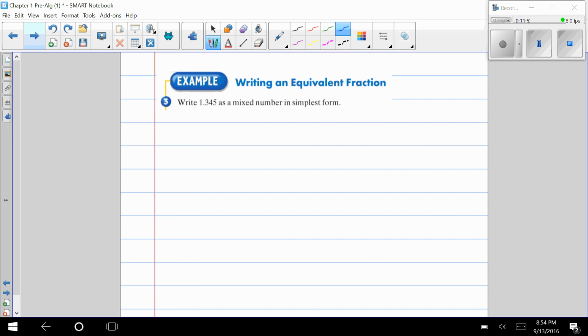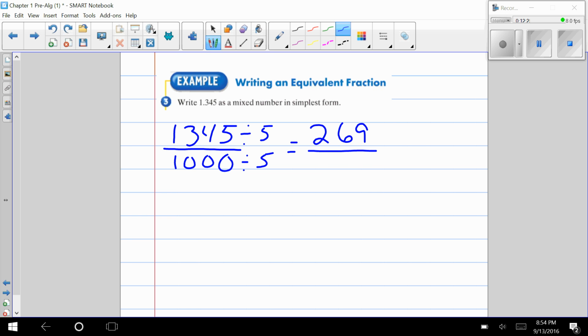Now let's write 1.345 as a mixed number. We're actually not going to write it as a mixed number. We're going to write it as an improper fraction. So we're going to write our number without any decimals as the numerator. The denominator will be the place of the last number. The last number is the 5, and it is in the thousandths place. Now we reduce. We know 5 goes into both of those because the top one ends with a 5, the bottom ends in a 0. 1,345 divided by 5 is 269. And 1,000 divided by 5 is 200. And that is as simple as it gets, and that is your answer.